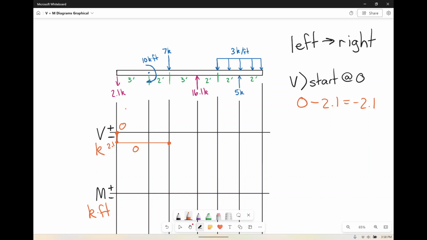No change. That's a 0 degree slope. Don't forget to label it. So no change at all. Right? That doesn't mean that it's 0 shear. It just means that there's no additional shear.